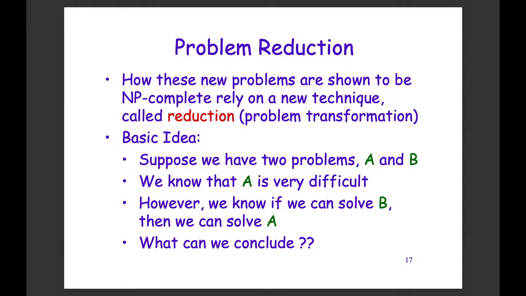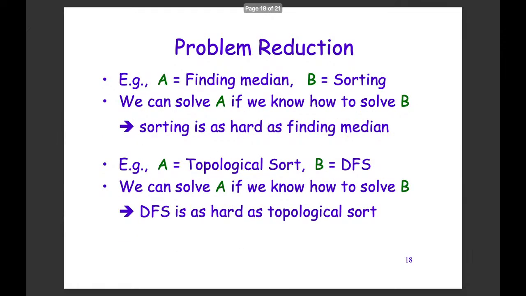So if A can be solved whenever B can be solved, then A is easier and B is harder. Okay, now we have another problem reduction. For instance, A is finding the median of a set of numbers, but B is sorting. So we know that if we know how to sort, we can find the median, right? So what do we know? We know that sorting is harder, or at least as hard as finding the median.